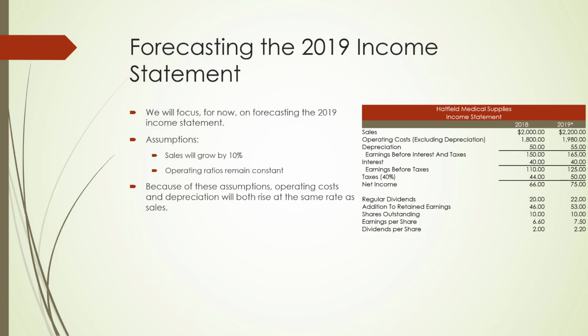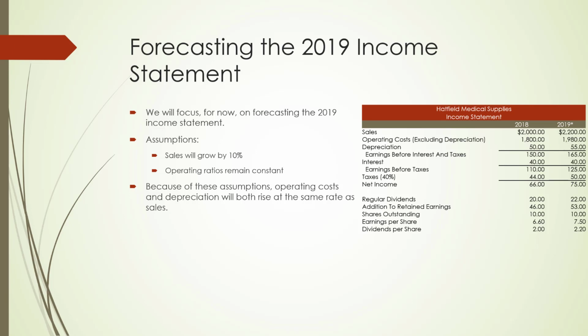So here you see Hatfield's 2018 income statement, as well as the forecasted income statement for 2019. As I said a minute ago, sales will be $2,200, and then your operating costs are going to increase by 10% as well, from $1,800 to $1,980. Depreciation will rise from $50 to $55. Now, ordinarily, we would not increase depreciation like this because depreciation is a function of the amount and the age of the fixed assets. So normally we would not increase it, but because of the assumptions that they're making here, we're increasing depreciation by 10%.